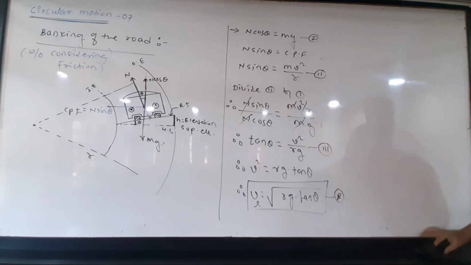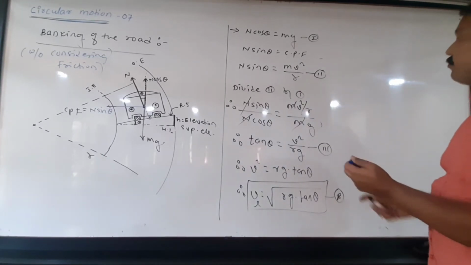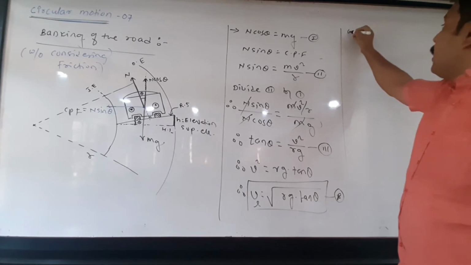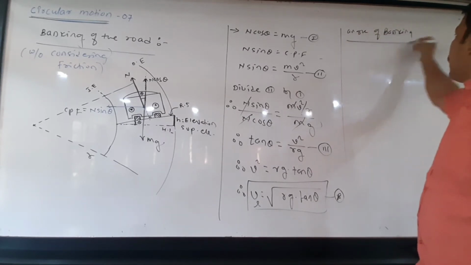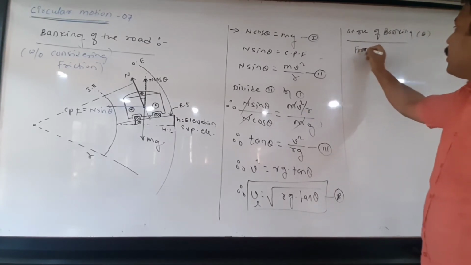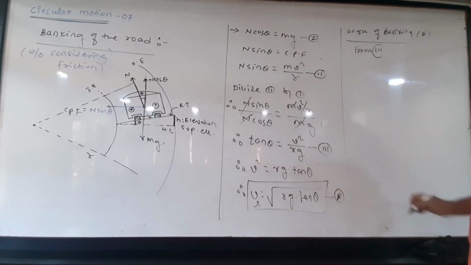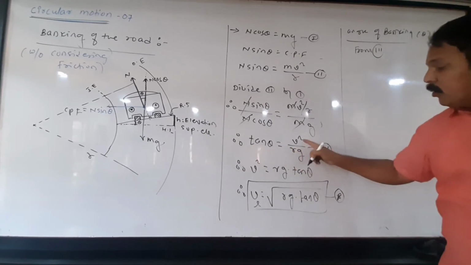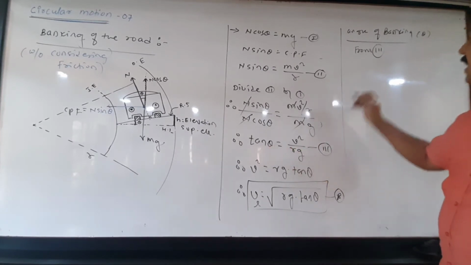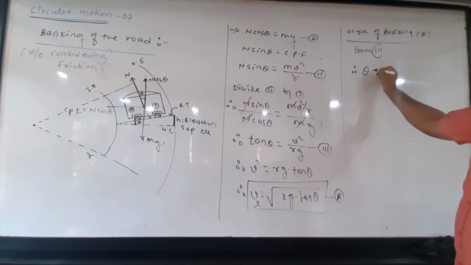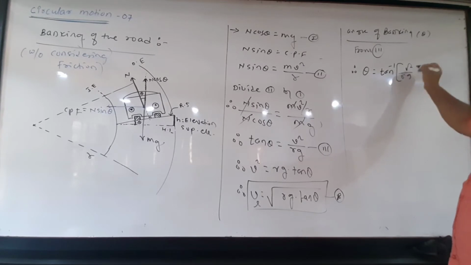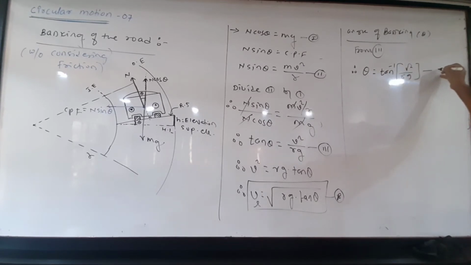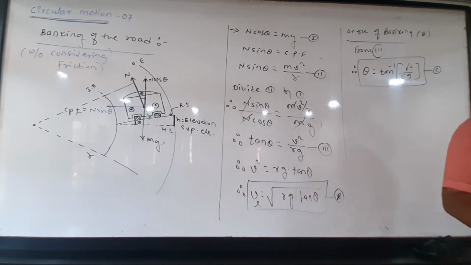So the question arises, how to calculate the angle of banking? See here, how to calculate the theta? From equation number 3. What is equation 3? Tan theta equals V square upon Rg. We want theta, means taking tan inverse on both sides. So theta is equal to tan inverse of V square upon Rg. This is a very important formula to calculate the angle of banking.